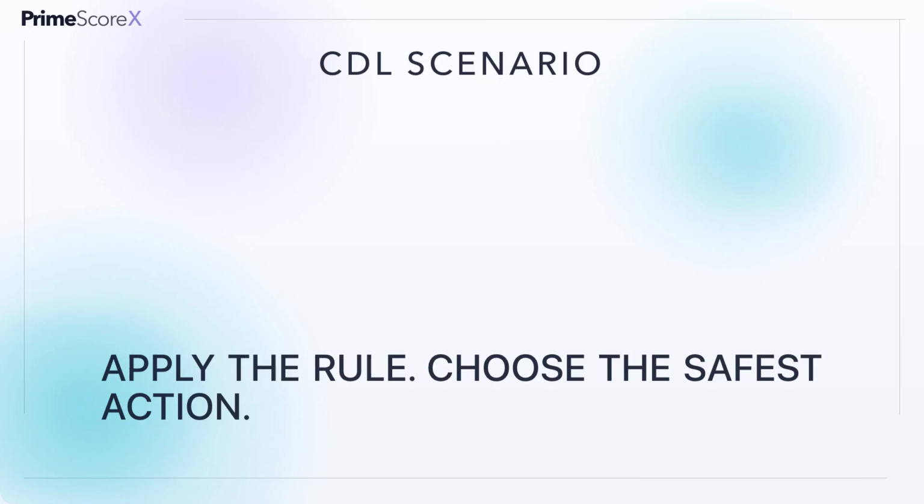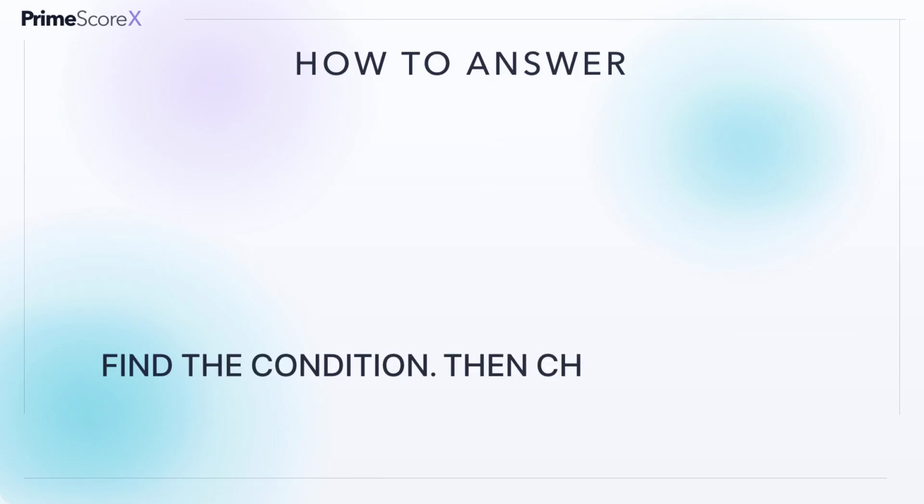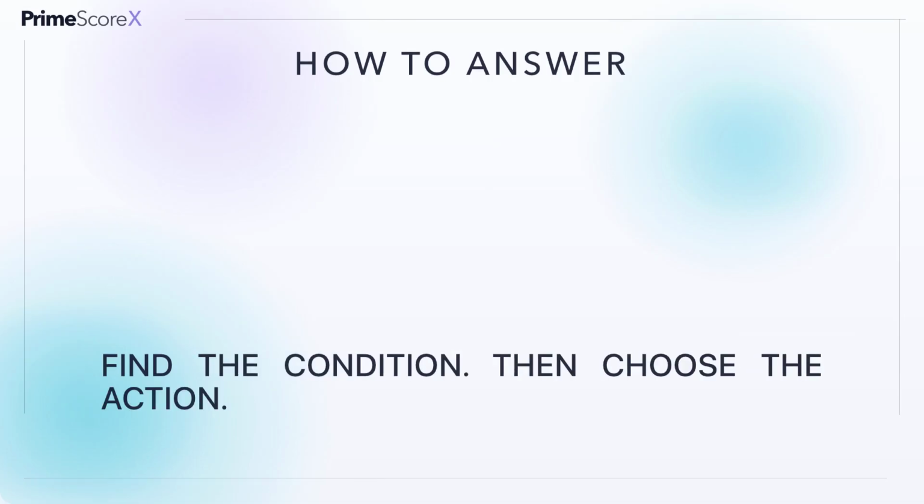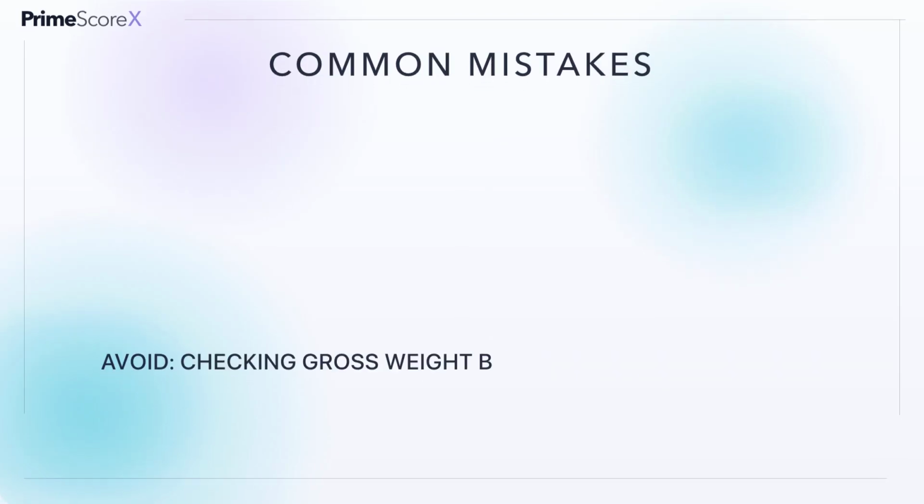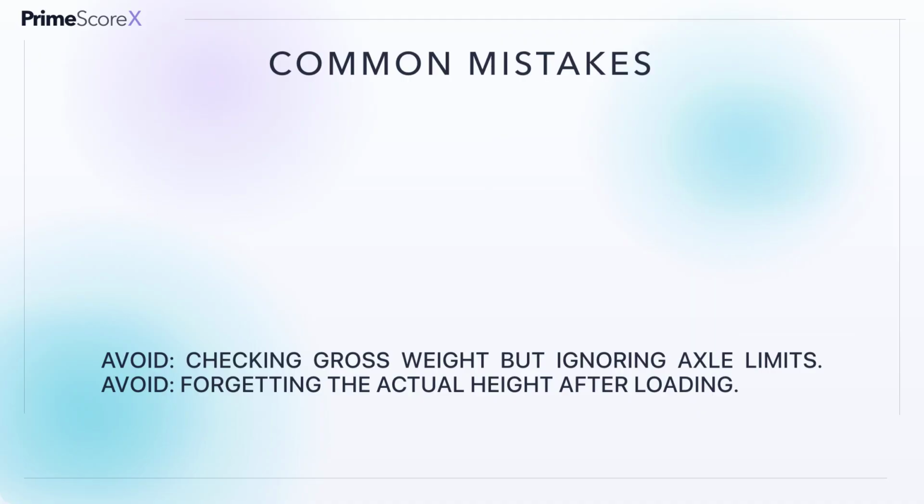A load may be legal in total weight but still overload one axle. The driver must understand that legal operation depends on distribution, not only the total number on the scale. When a question appears, do not rush to the answer choices. First, identify the condition. Vehicle condition, road condition, traffic condition, driver condition, cargo condition, or legal requirement. Then ask which action reduces risk without creating a new problem. That order protects you from attractive but unsafe answers.